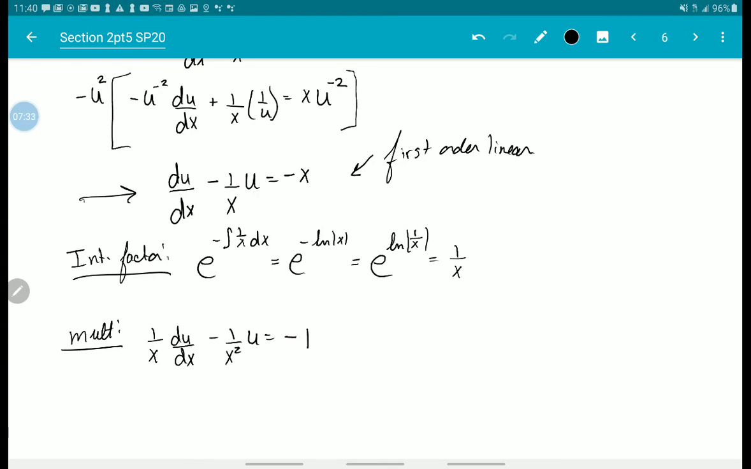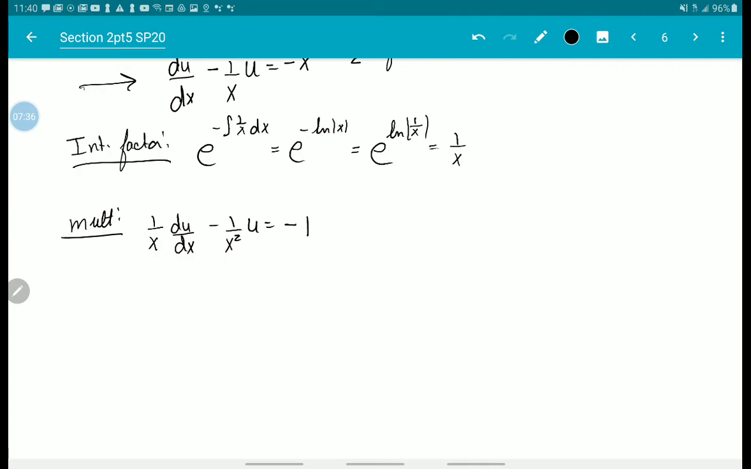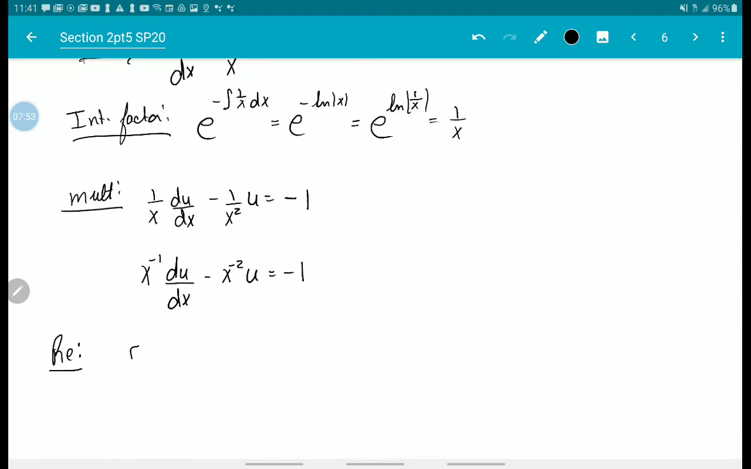we have that. And it's usually easier to think about it in terms of negative exponents instead of fractions. So now we're going to do our rewrite. How can we rewrite this? Well, it's always the integrating factor, which is 1 over x times u. And that's going to be equal to a negative 1.